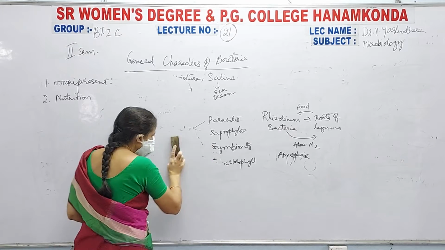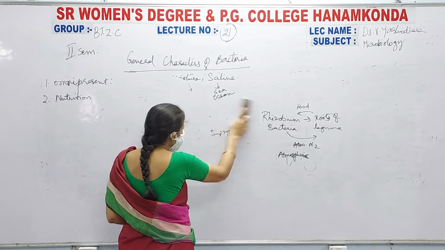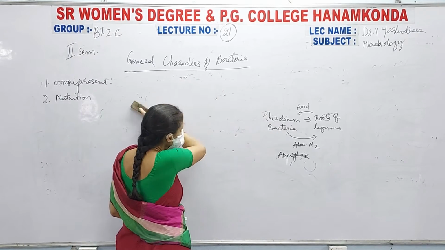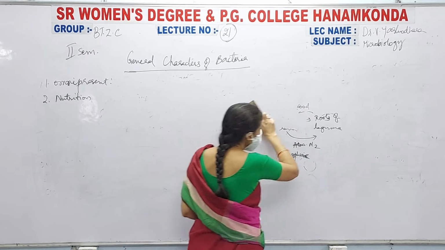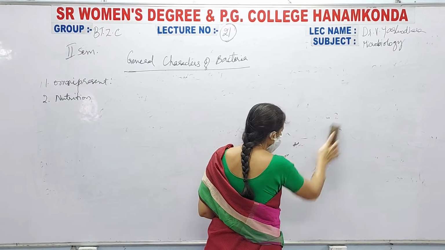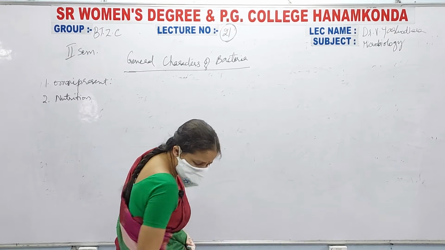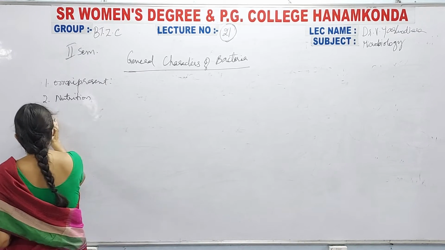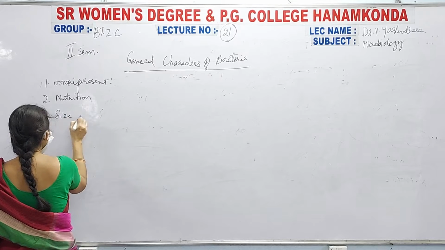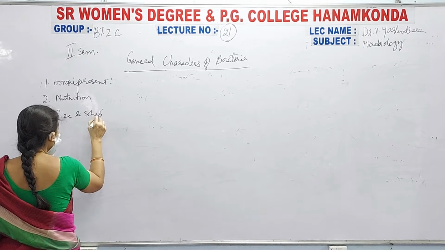Now, coming to the next one, we have seen the omnipresent nature, we have seen the nutrition. Now, we will see the size of your bacterium, depending upon the shape. First, let us see size and shape together. The third one is size and shape.